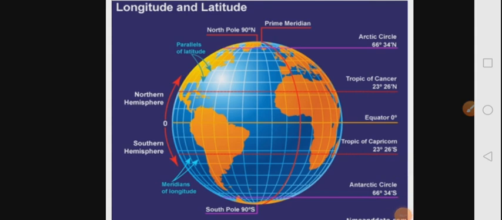Here are the Tropic of Capricorn and Tropic of Cancer. Both these lines lie at 23 degrees to the north and 23 degrees to the south. Both of them are equally distant from the equator.